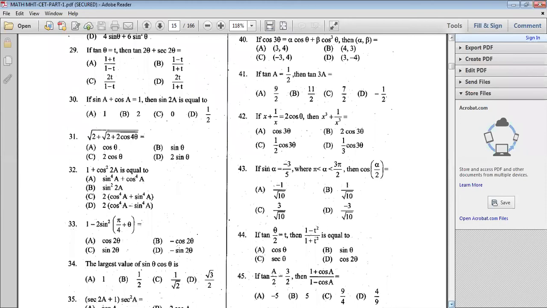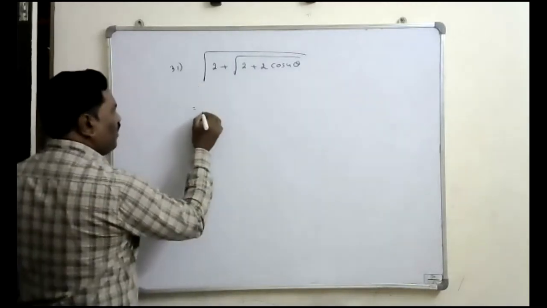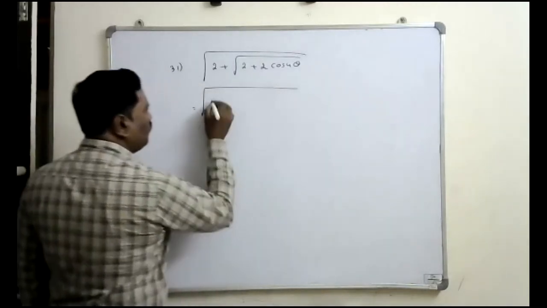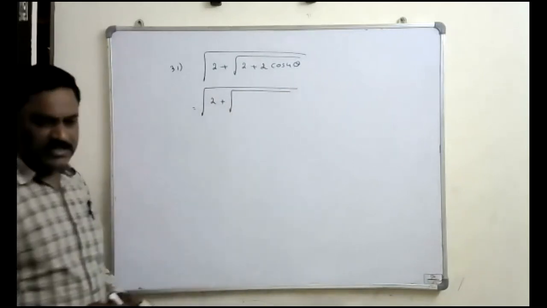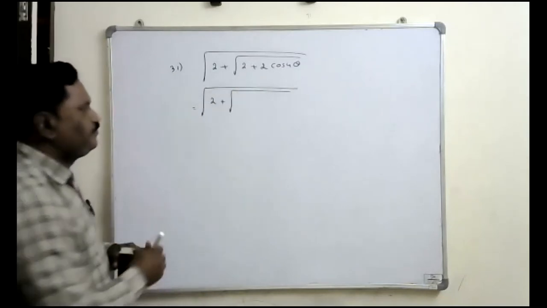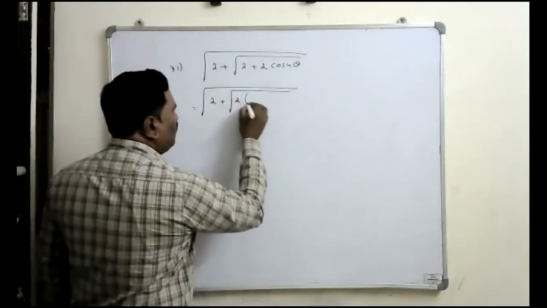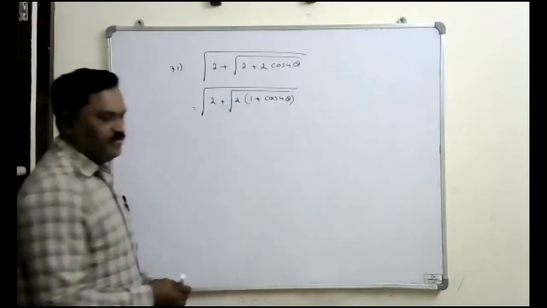Root of 2 plus root of 2 plus 2 cos 4 theta. So you have to find this. Just observe here. To simplify this, there are two square roots. You have to eliminate them. Here, 2 plus 2 cos 4 theta is there. From these two terms, we will take the 2 common. Then this becomes 1 plus cos 4 theta. This is what we are getting, right?